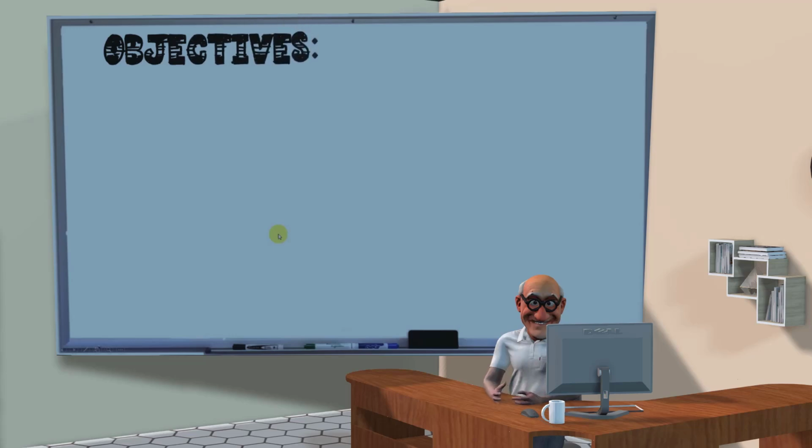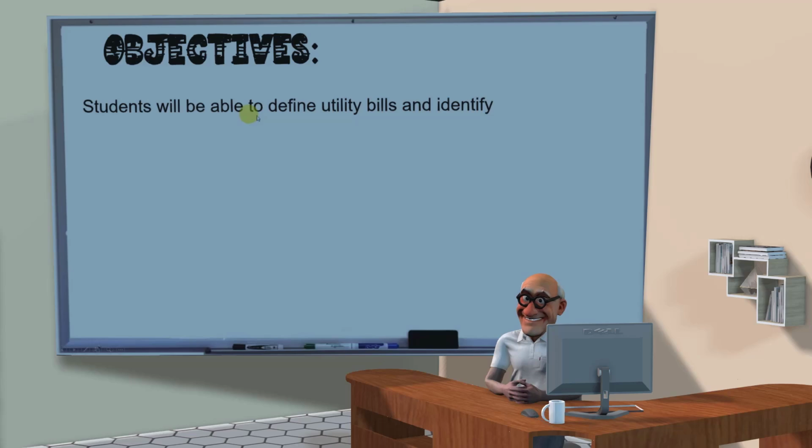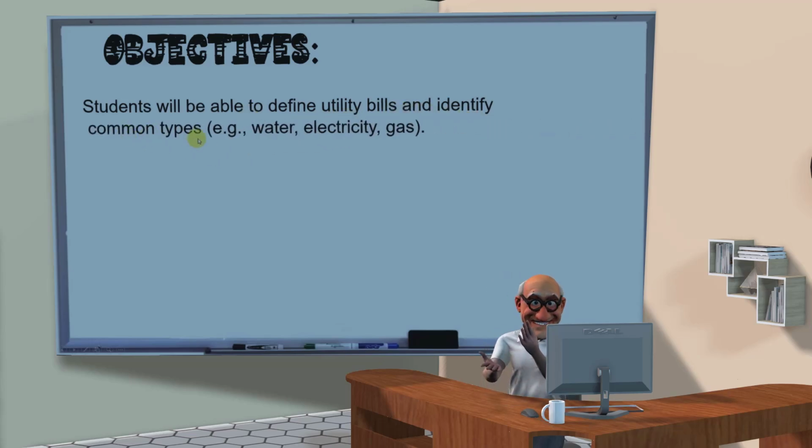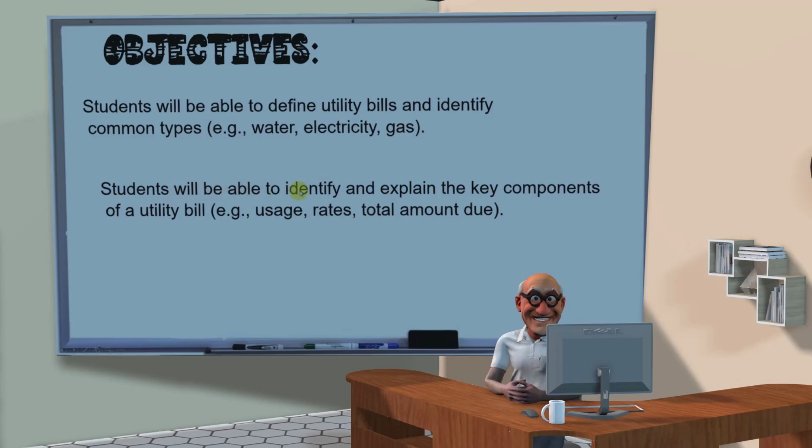The objectives of the lesson, as always: you will be able to define utility bills and identify common types, e.g. water, electricity, gas. Gas is not really over here, but I know in places like the UK you get gas to your house and it's also measured the same way as your water and your electricity. Righto. And of course you'll be able to identify and explain the key components of a utility bill: the usage, rates, total amount due, etc. And of course unpaid.